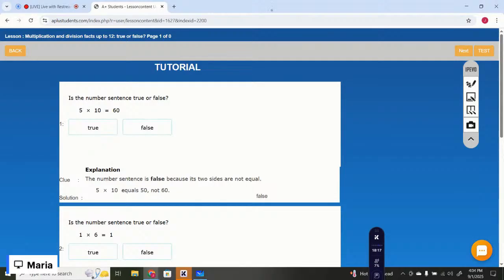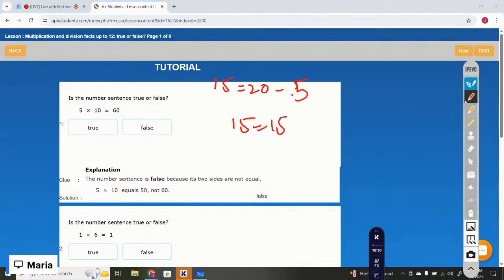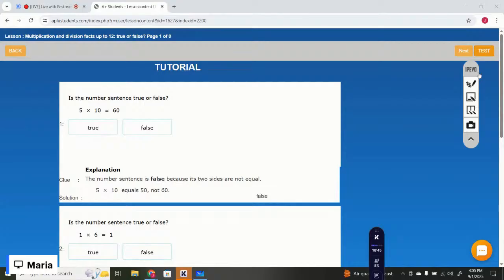So if both sides of the equation are exactly equal, then it is true. So false. Let's just start with the test questions.